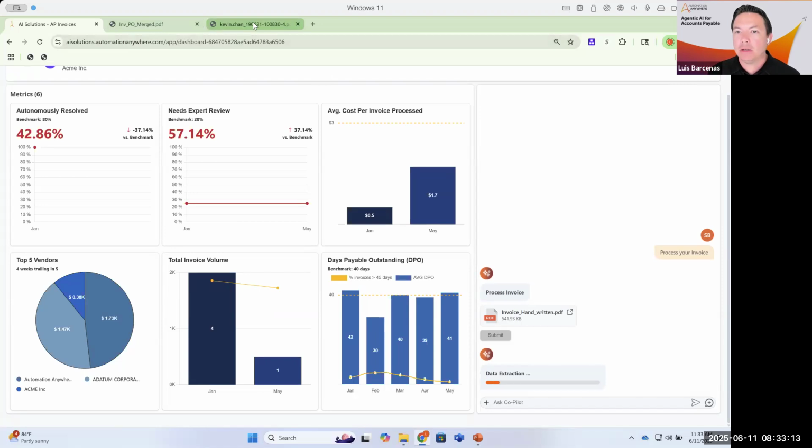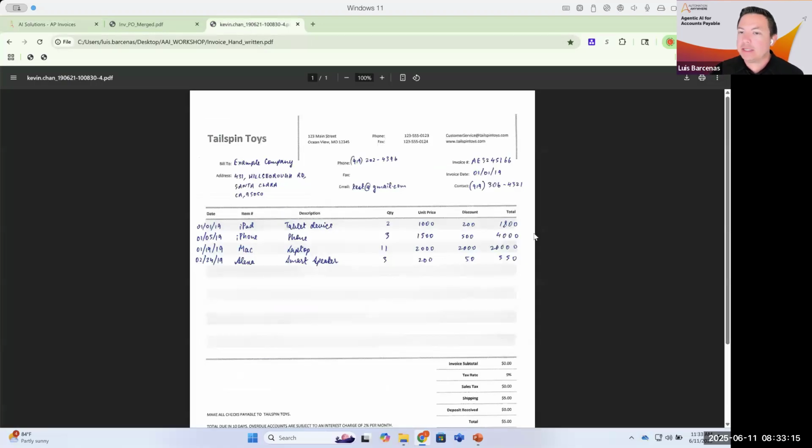Let me show you what this document looks like. This is a document that has handwriting on it, right? It's a very unusual type of document, but I want to make sure to highlight the power and capabilities of our document extraction engine, right? This is a document that maybe a year or 2 years ago, we wouldn't have been able to process, right?